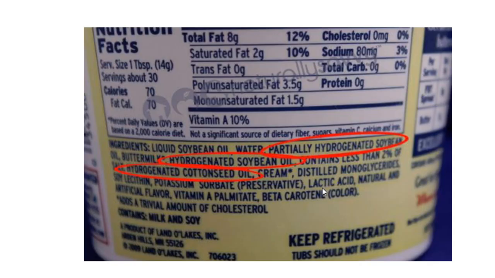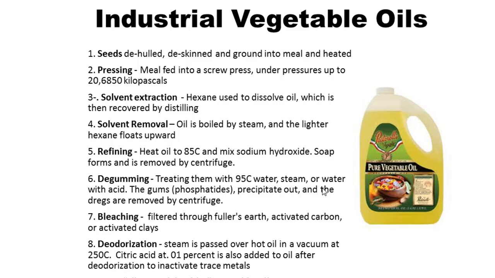So that's how we got margarine, with all this partially hydrogenated soybean oil. Prior to that, it was cottonseed oil. And everybody thinks it's really, really pure and nice, right? But it's actually not. Because what you have to do to get vegetable oil is a whole lot of processing.